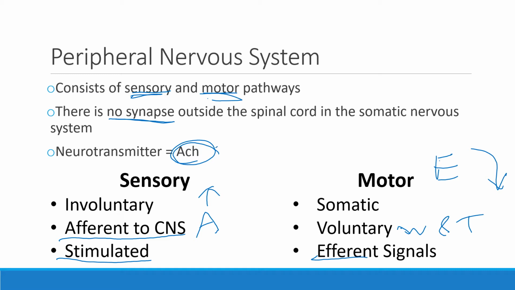Acetylcholine directly stimulates skeletal muscle. So if I touch a hot stove and I pull my hand away, that's my sensory telling my motor to pull the hand away. So that would be a good example there. But the ANS does have synapses, but when we're looking at this, there are no synapses outside the spinal cord in the somatic nervous system.